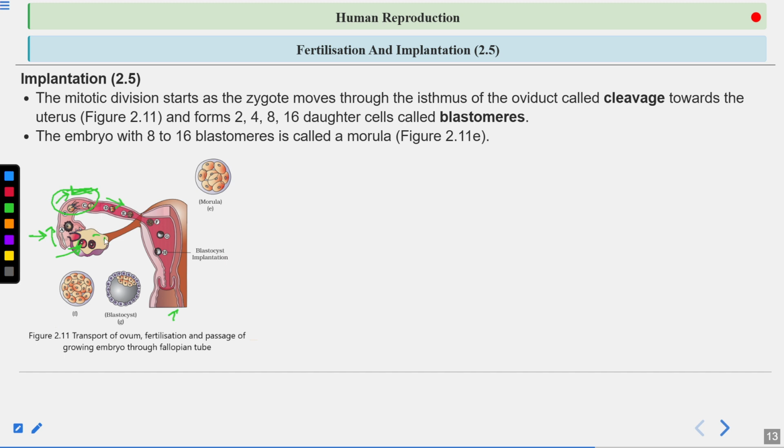Here, they have shown you different stages. Clear? Now, an embryo with 8 to 16 blastomeres is known as the morula. When 8 to 16 blastomeres are present in an embryo, this stage is known as the morula.